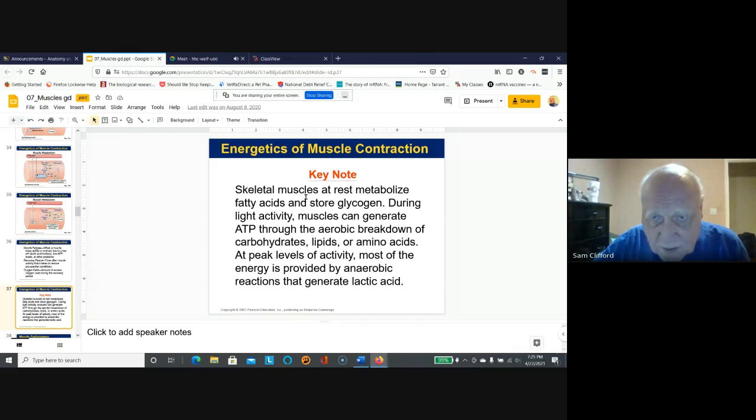Okay, so skeletal muscles metabolize glucose and store glycogen. Aerobic breakdown is when oxygen is needed. If you run out of oxygen, you can do anaerobic metabolism, and you can have lactic acid help generate ATP.